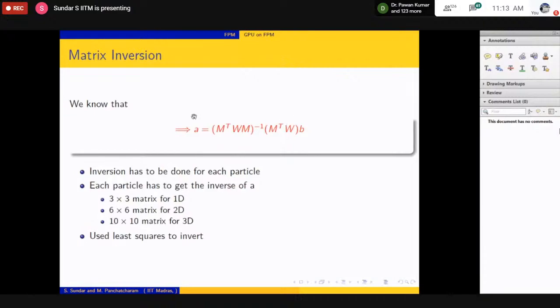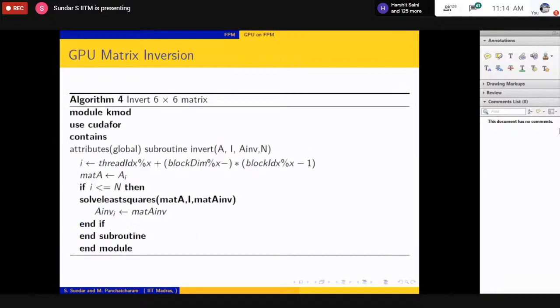Now, matrix inversion. That's what I told you. There's another important operation which I have to do, which is a matrix inversion. At every point, I need to approximate the first derivatives and second derivatives. I need to do this matrix inversion and matrix multiplication. Inversion has to be done for each particle. Each particle has to get the inverse of a 3 by 3 matrix for a 1D problem, a 6 by 6 matrix for a 2D problem, and a 10 by 10 matrix for a 3D problem. We have used least squares to invert it. So this has to be inverted, and as far as possible, we try to do this in an exact form. That we have also done. So this is the GPU matrix inversion algorithm.